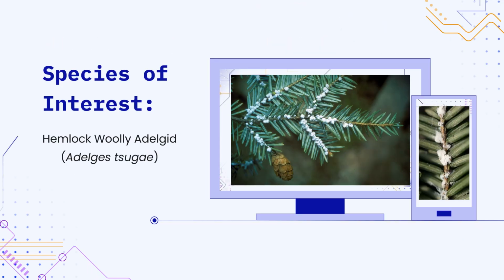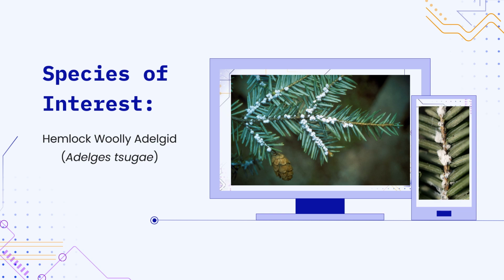So our species of interest is the hemlock woolly adelgid, more commonly referred to throughout this presentation as HWA. It's a tiny insect from Southeast Asia that attacks forest and ornamental hemlock trees, and it feeds at the base of needles, making them dry out. The trees end up losing their green color, and the needles can end up also falling off.